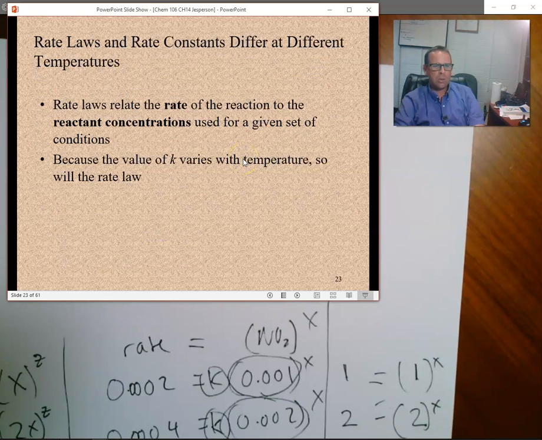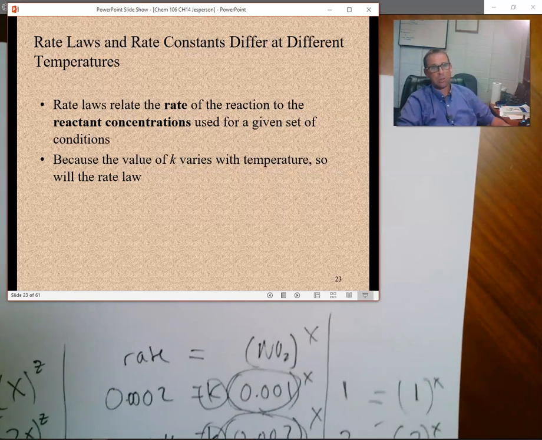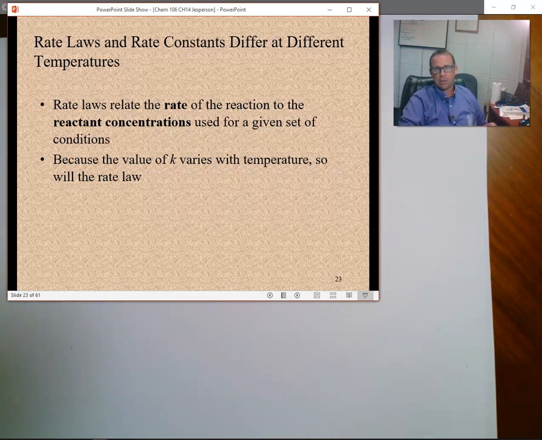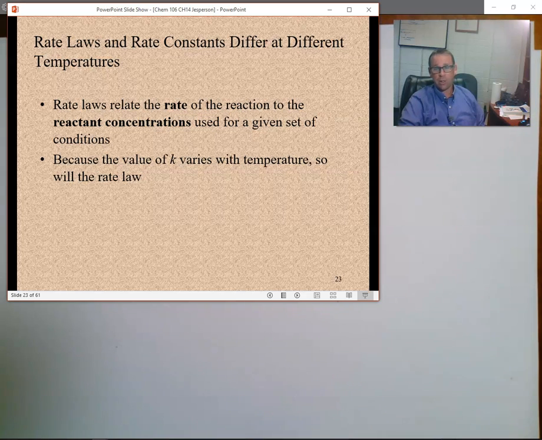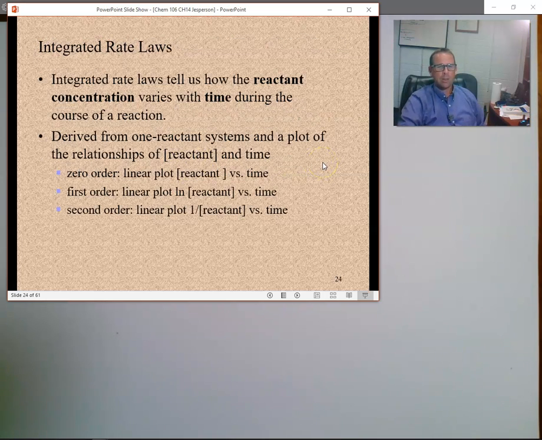All right, so that is good for that. Now, as we said, the rate law and the rate constant for a given reaction, even the same reaction, will differ at different temperatures. All right, the rate laws can differ at different temperatures. And the K value is what varies with the temperatures. Okay. Integrated rate laws.